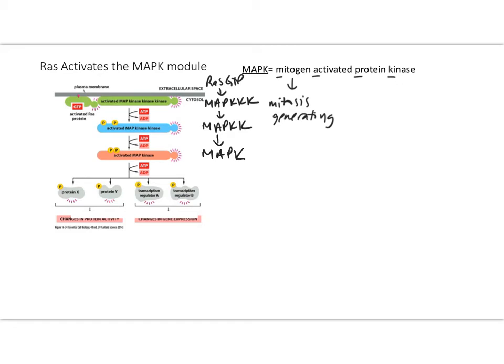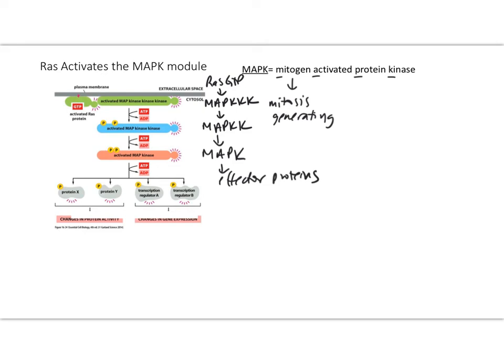Then the MAP kinase will actually trigger a variety of different effector proteins. And you can see over here that there's protein X, there's protein Y, there's different transcriptional regulators, and it's a little bit blocked out here, but basically this can result in changes in protein activity and changes in gene expression. Oh, and by the way, this is figure 16-34 in your textbook.